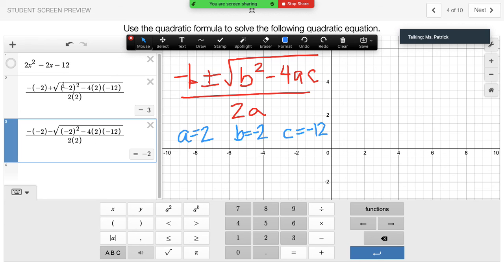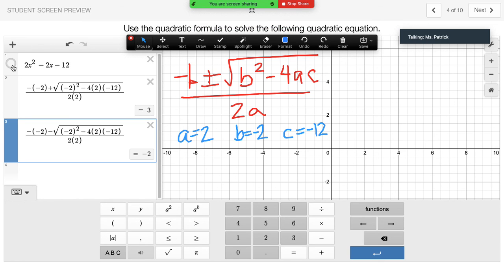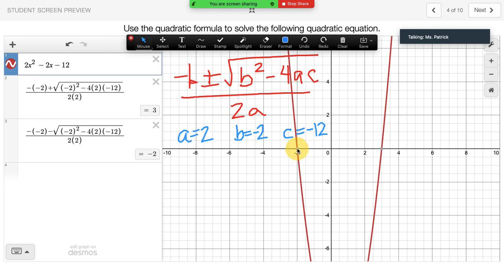Now, once you get your answers, you can check to see if you did the quadratic formula correctly by turning on the graph. So if you click on number 1, the circle here, it's going to turn on the graph. And we want to make sure that these two answers are the same answers, which are the x-intercepts on the graph. So when I click on there, I have negative 2 and I have 3. So I'm all done.